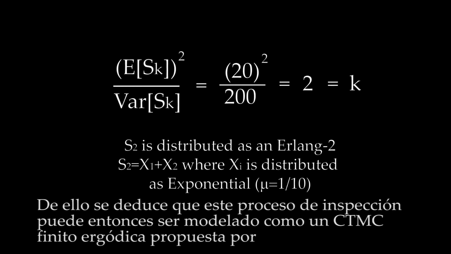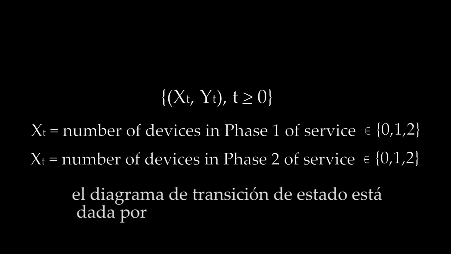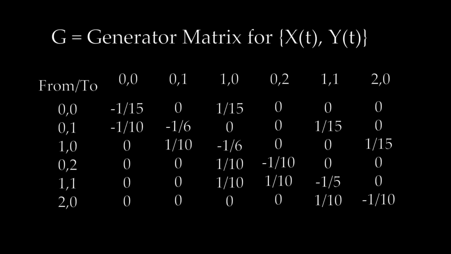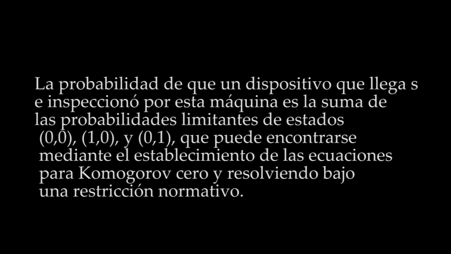It follows that this inspection process may then be modeled as a finite, ergodic, continuous time Markov chain given by the following. The state transition diagram is also given by the following. And the generator matrix is given by the following. The probability that an arriving device will be inspected by this machine is the sum of the limiting probabilities of states (0,0), (1,0), and (0,1), which may be found by setting the Kolmogorov equations to 0 and solving under a norming constraint.